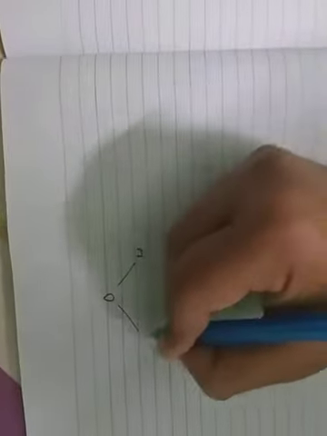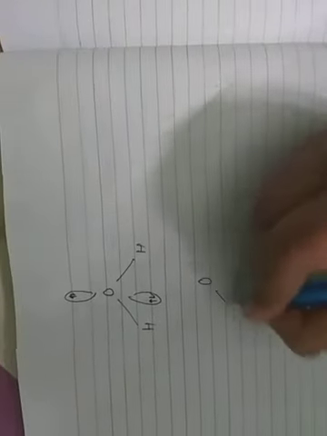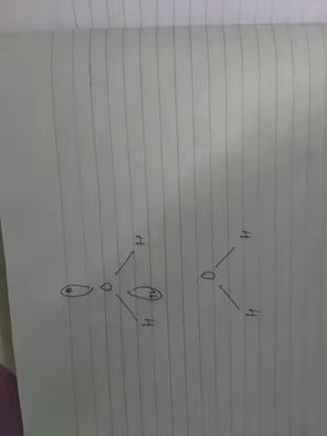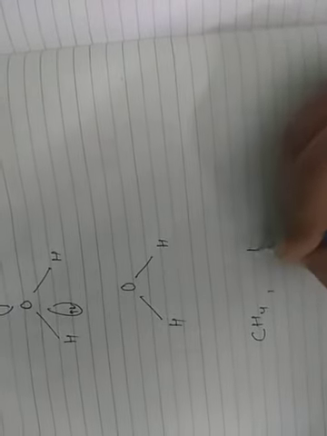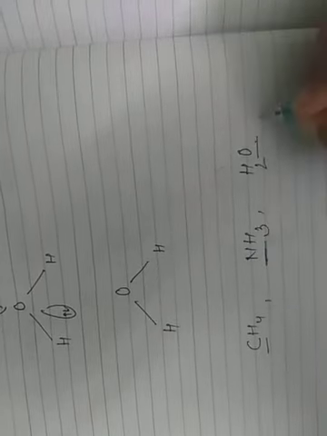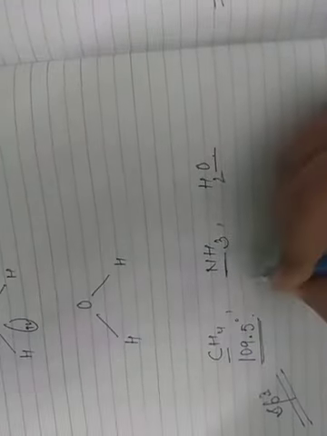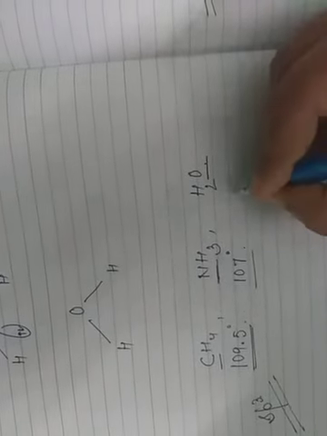Bent or V-shaped means it comes like this. This is oxygen, these 2 are hydrogen, this is a lone pair, and this is another lone pair. It comes as this only, the bent or V shape. Now here, I'd like to tell one very important point: in methane, in ammonia and in water, the central atoms, carbon, nitrogen and oxygen respectively, are all sp3 hybridized, but the bond angles will be different. Methane has a bond angle of 109.5, ammonia has a bond angle of 107 degrees and water has a bond angle of 104.5.